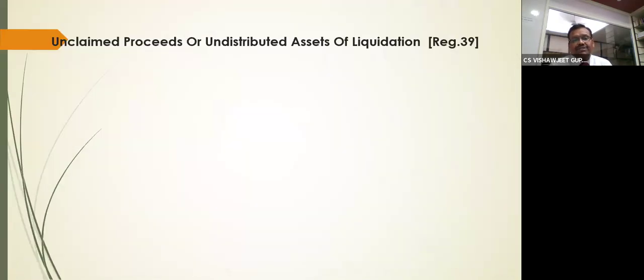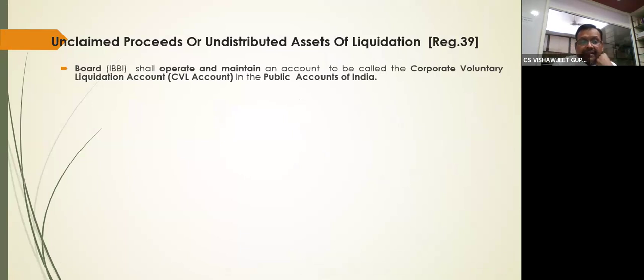Now, unclaimed proceeds or undistributed assets of the liquidation. What are the provisions? Regulation 39 says the IBBI shall operate and maintain an account to be called the Corporate Voluntary Liquidation Account, CVL account, in the public accounts of India. So IBBI shall operate and maintain the account. This is called the Corporate Voluntary Liquidation Account, right?